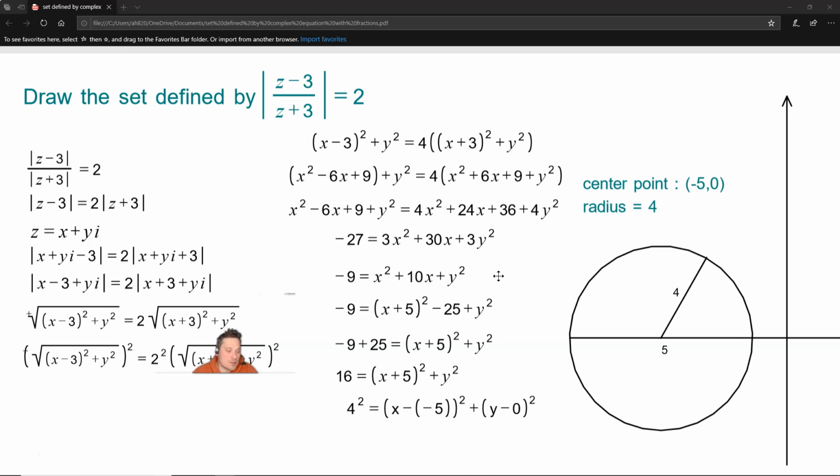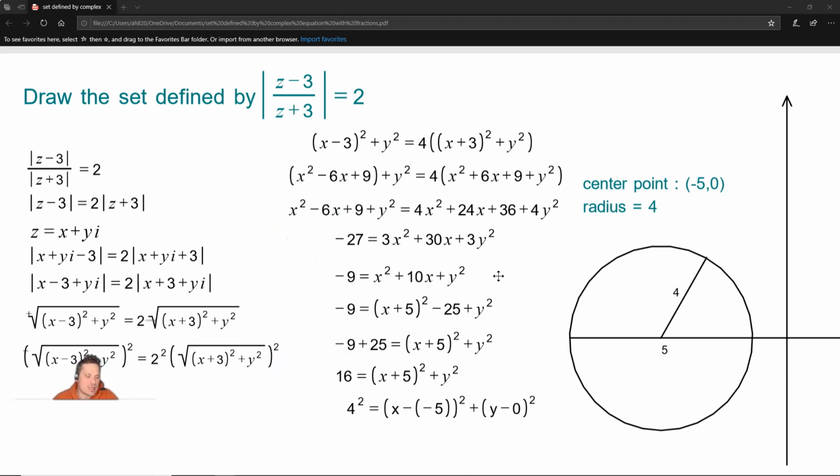Next, because I have square roots on either side of this equation, to cancel those off I need to take the squares of both sides. On the left side, I take the square of that entire quantity, so it becomes the square root of (x minus 3) squared plus y squared, and the whole thing is also squared on the outside. On the right side, be careful, because you have to square the 2 separately. So it becomes 2 squared times the square root of (x plus 3) squared plus y squared, that whole quantity squared.